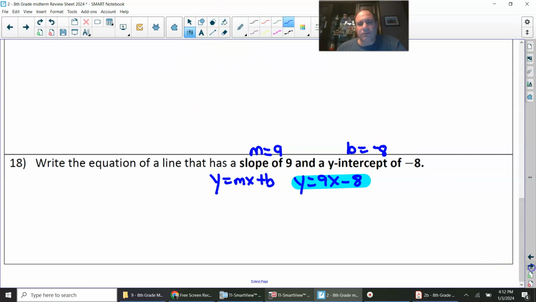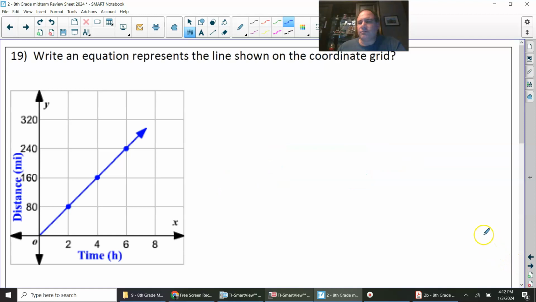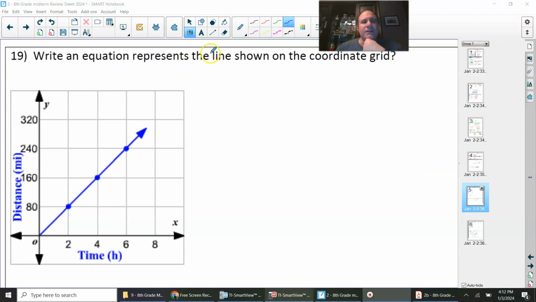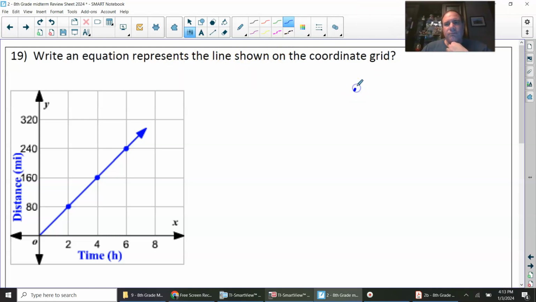All right, so we're going to go on to the next question, number 9. Okay, it says write an equation that represents the line shown on the coordinate grid. So we have, if they say an equation, you know, or you should know, it is y equals mx plus b.